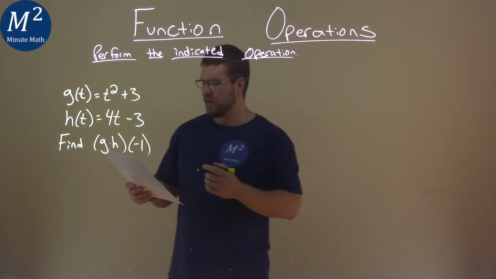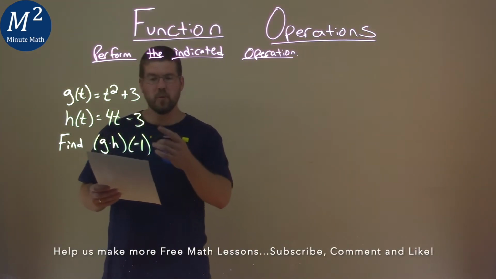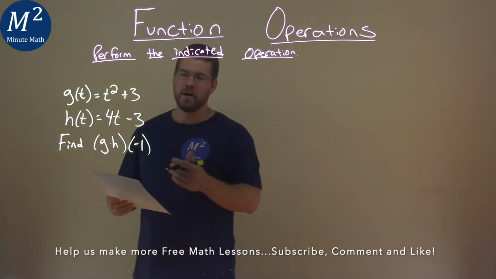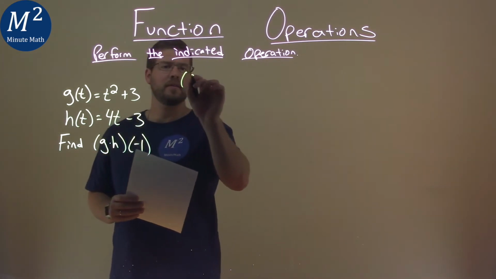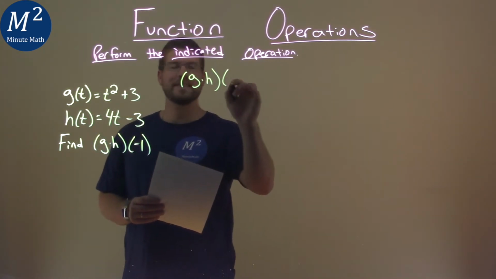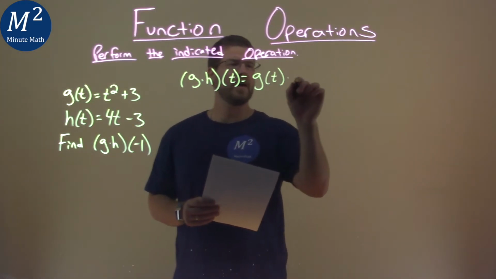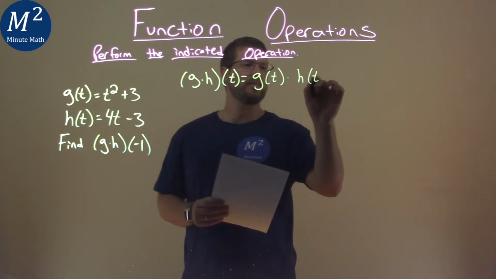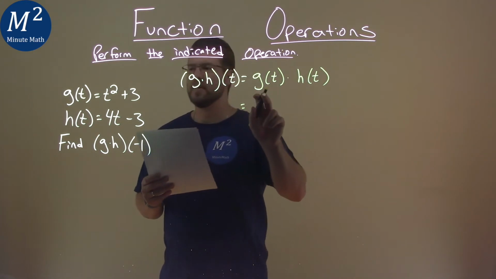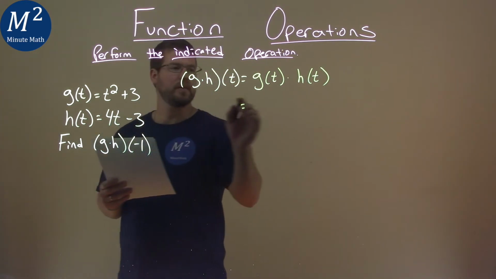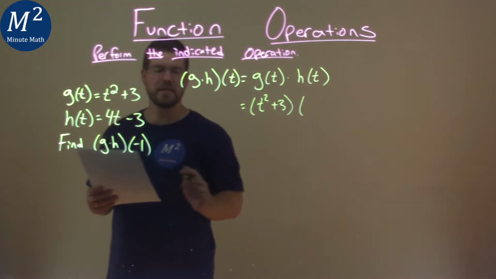We're given this problem right here. g of t equals t squared plus 3, and h of t equals 4t minus 3, and we want to find g times h of negative 1. First thing I want to do is find g times h of t. And what that is equal to is, well, g of t times h of t. So now we want to simplify this, okay? g of t, we're substituting t squared plus 3 in. And we know h of t is 4t minus 3.